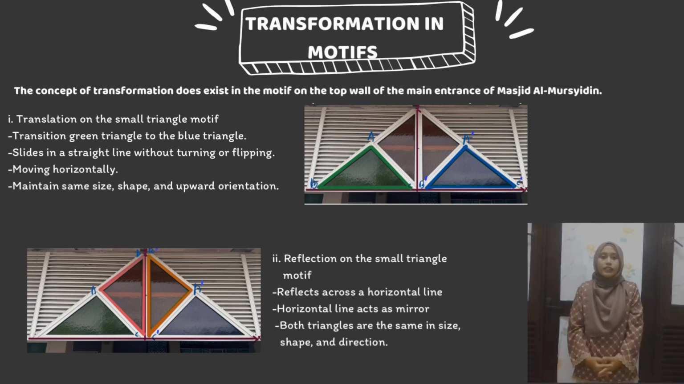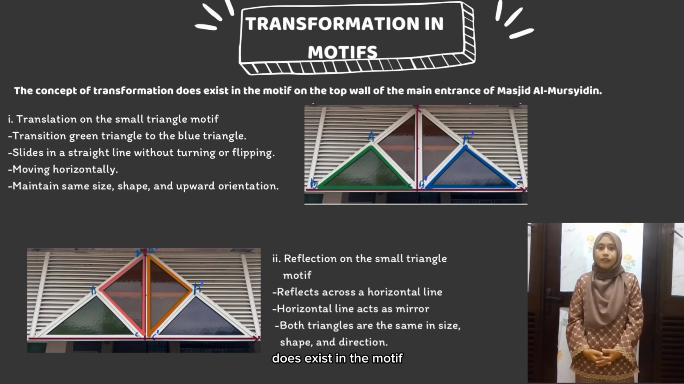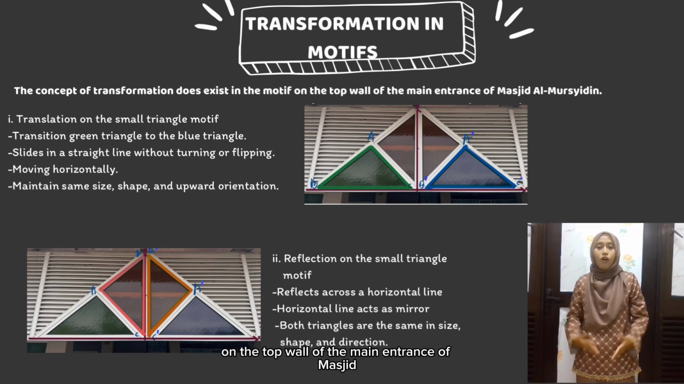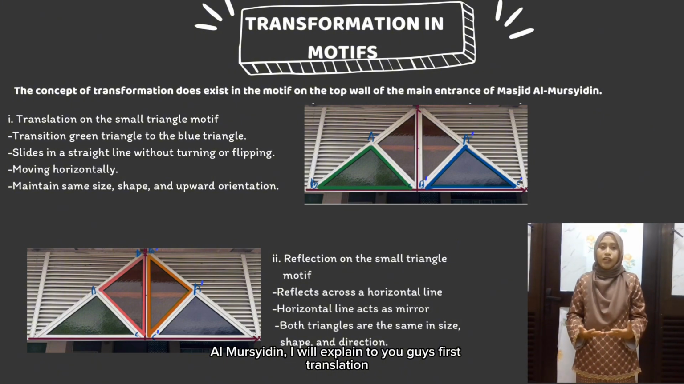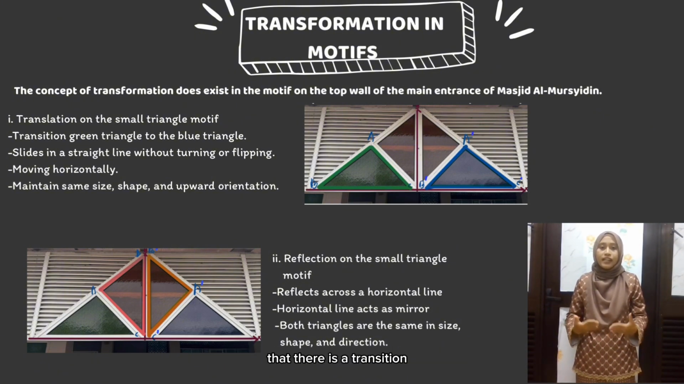Transformation in motif. The concept of transformation does exist in the motif on the top wall of the main entrance of Masjid Al-Mursyidin. I will explain that to you. First, translation. In the photo provided, we can see that there is proof that there is a translation from the green triangle to the blue triangle. When a shape undergoes a translation, it slides in a straight line without turning or flipping.